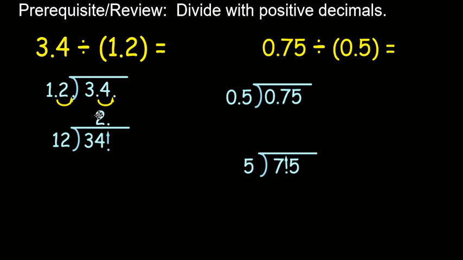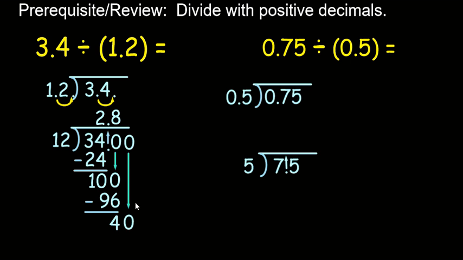12 goes into 34 2 times, which is 24. Subtract, you have 10. Bring the 0 down. 12 goes into 100. 8 times, which is 96. Subtract, we have 4. We're going to bring that 0 down again.